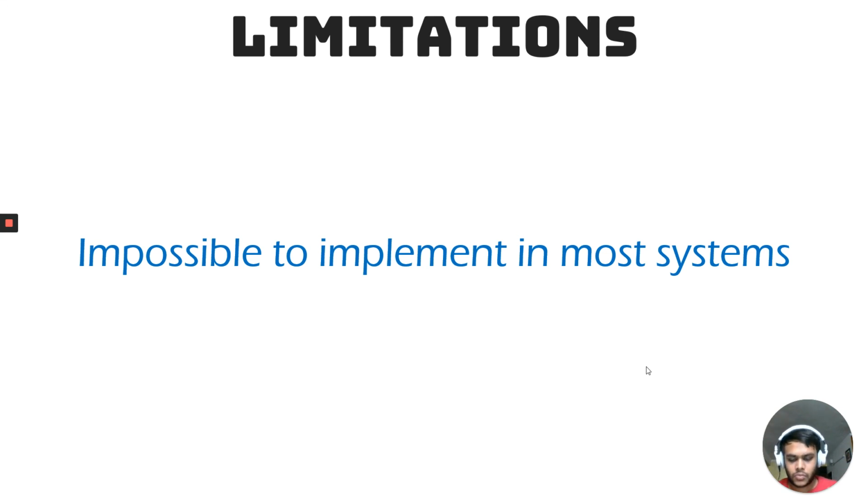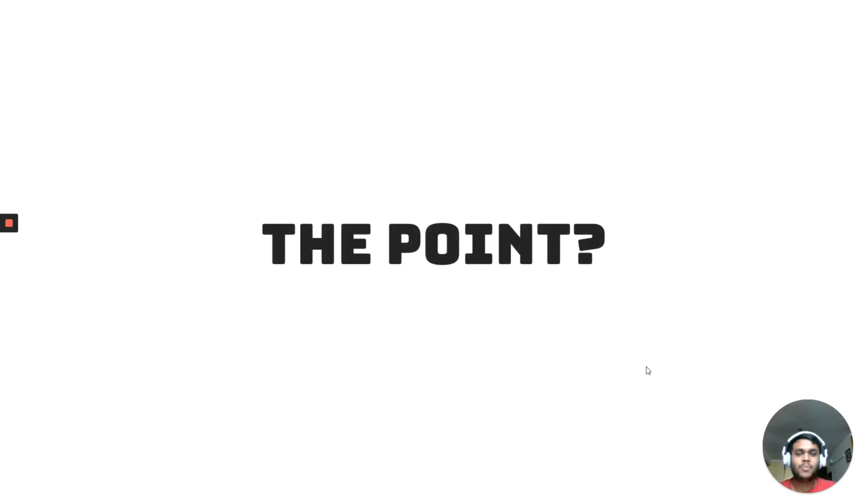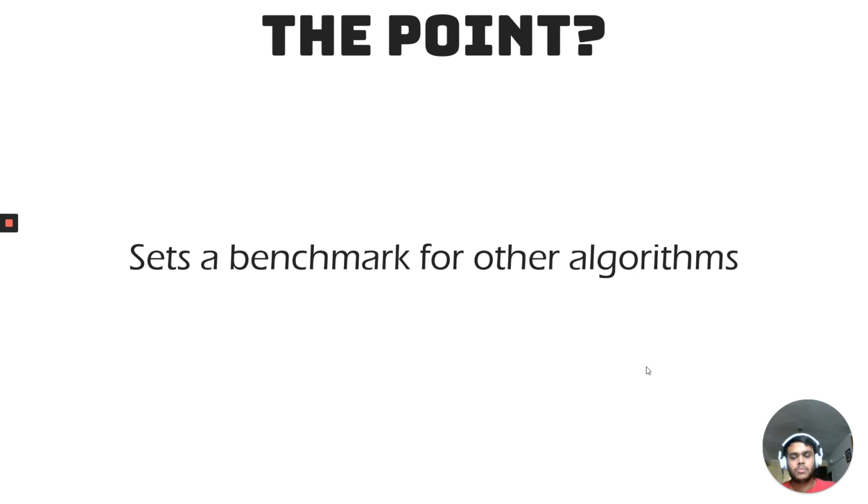So, question is, what's the point? What's the whole point of Banker's algorithm if we cannot implement this? Simple. It sets a benchmark for other algorithms that we can implement. We can do this in theory and check how close the results of other algorithms are to this algorithm.